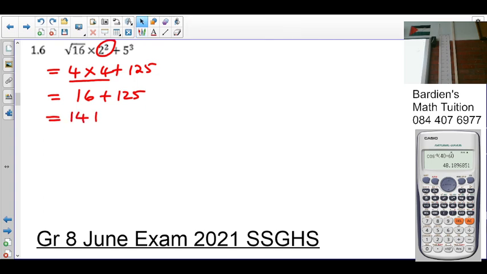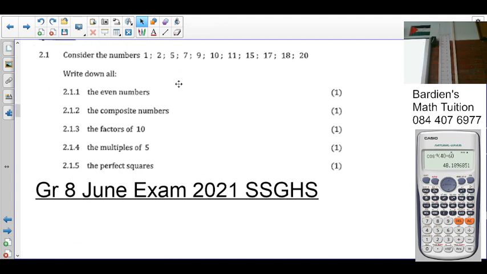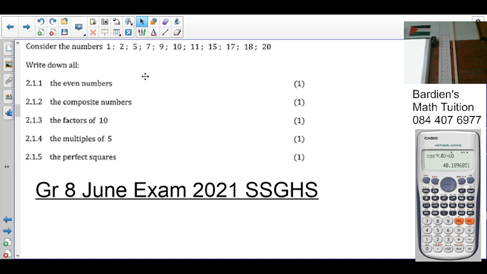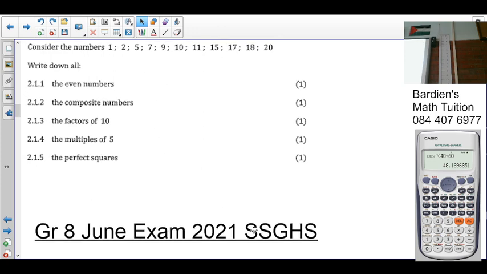That basically brings us to the end of question 1. Let's go to question 2. We are told, consider the numbers 1, 2, 5, 9, 11, 10, 15, 17, 18 and 20. Write down all the even numbers. Not all the even numbers that you have encountered in your life, but from the list of numbers given to you. So the even numbers are 10, 18 and 20.